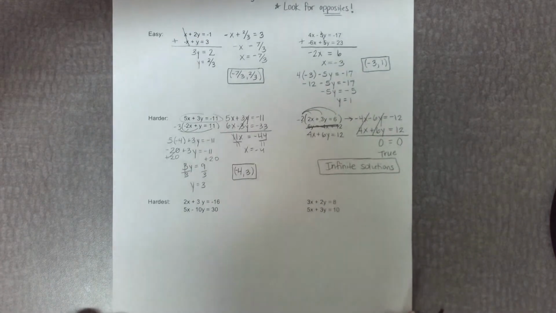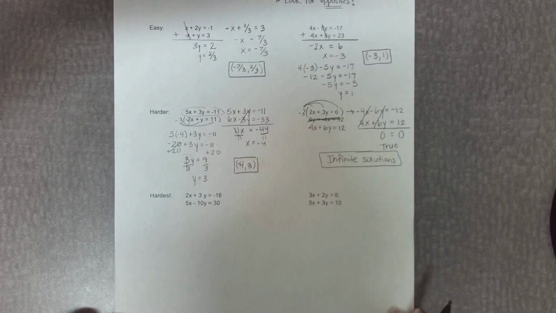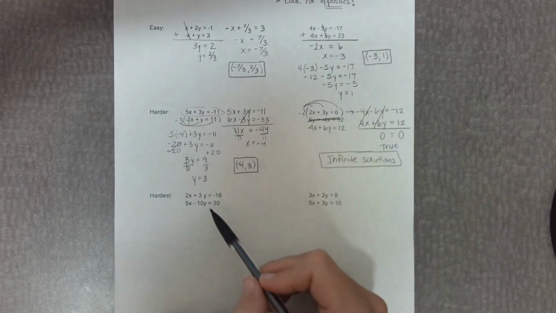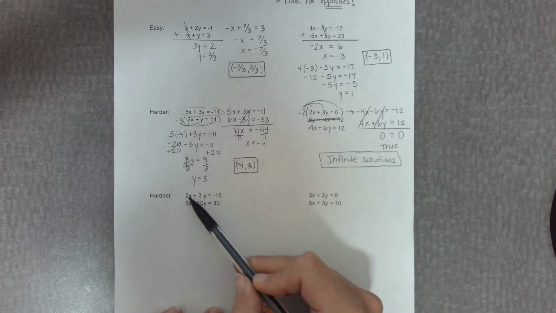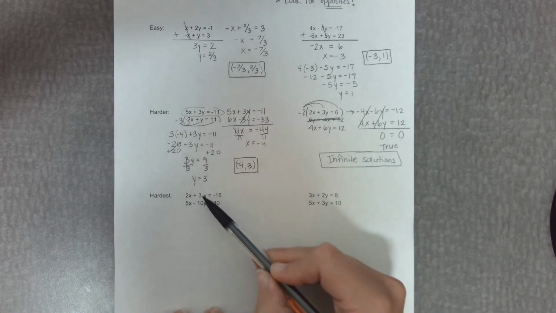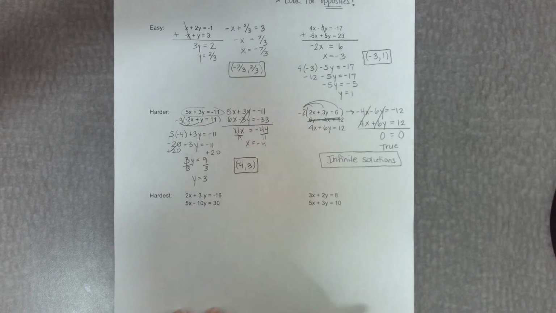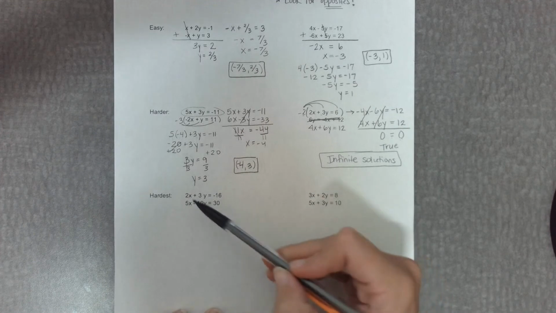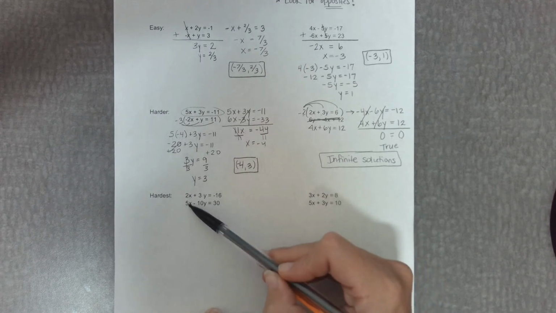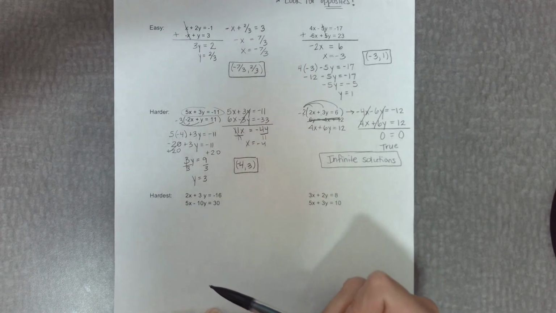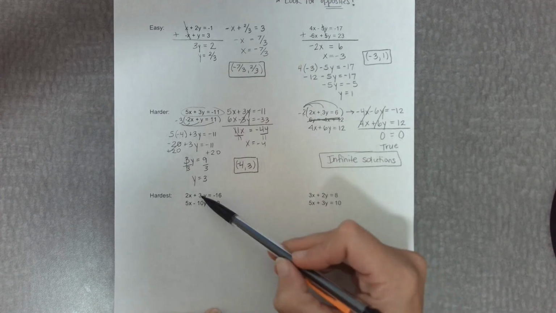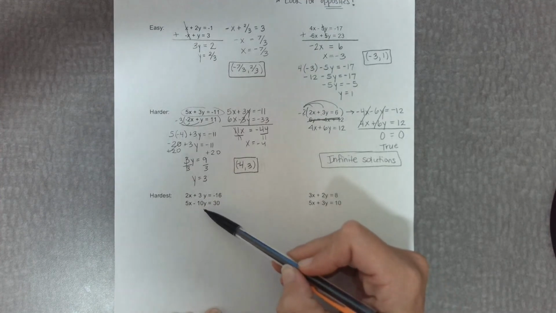Okay, and now for the hardest problems. All right, if you look at this first example, we have a 2 and 5 on our x's, and we have a 3 and a negative 10 on our y's. There's not a nice whole number we can multiply 2 by and get 5. There's also not a nice whole number we can multiply 3 by and get 10.